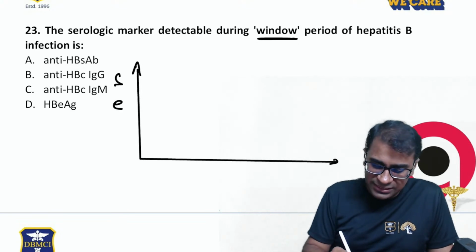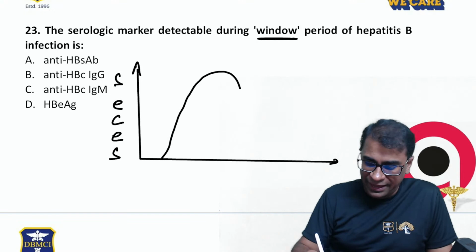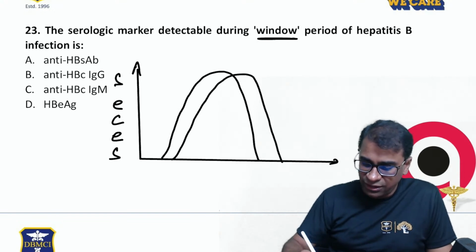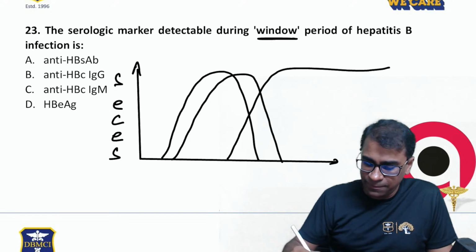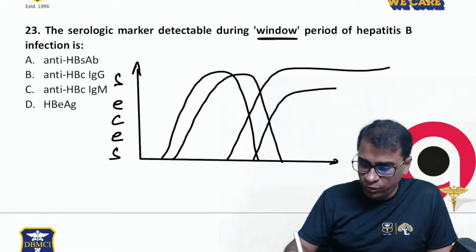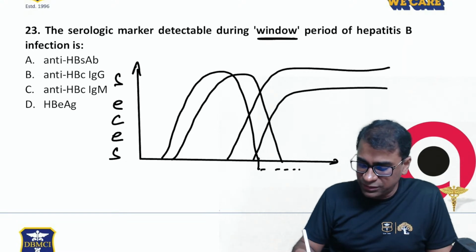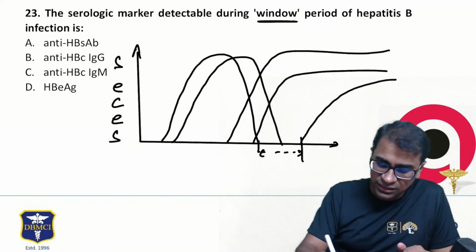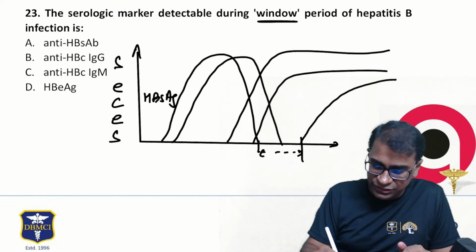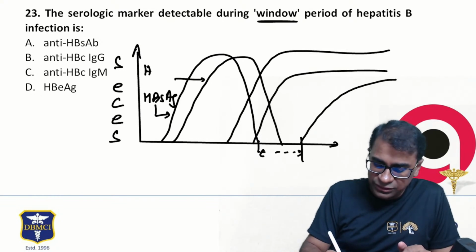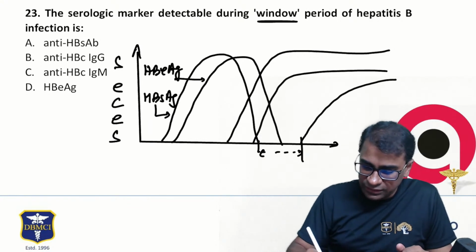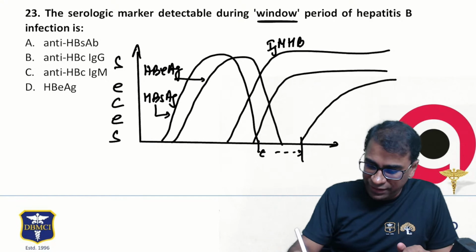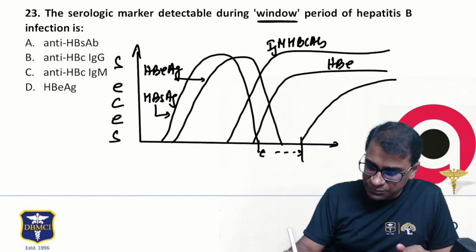So the mnemonic is SEC, reverse the E and S. First is S antigen, then E antigen, then C antibody comes like this, okay, and then there is the E antibody, and then after a gap of disappearance of the S antigen, there's appearance of the S antibody. So what is this? It's the S antigen, written as HBsAg. This one is HBe antigen. This one is the IgM type of HBc antibody. This one is HBe antibody, and this one is HBs antibody.